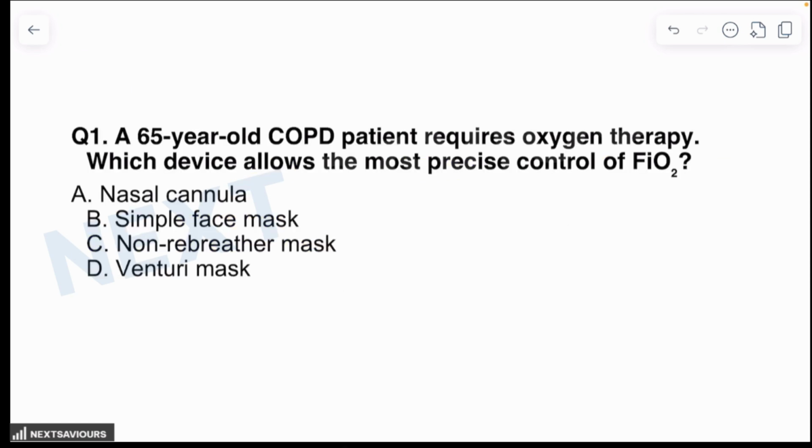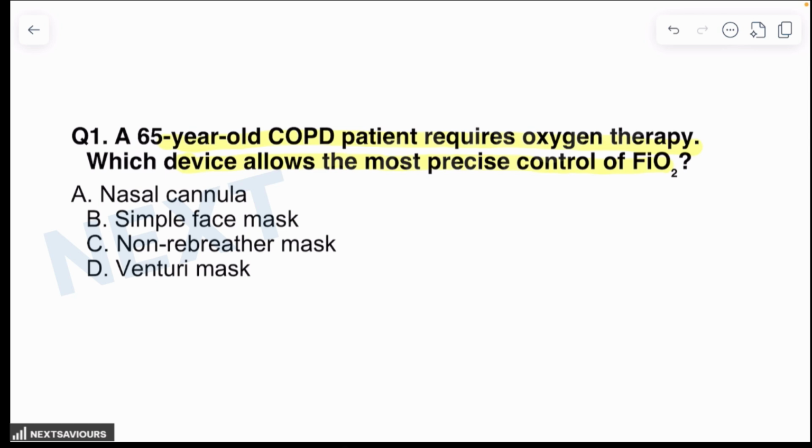Now, based on what we have learned, quickly let's talk about some sample questions. It would become much easier for us to understand, identify and mark the answer correctly. A 65-year-old COPD patient requires oxygen therapy. Which device allows the most precise control of the FiO2?